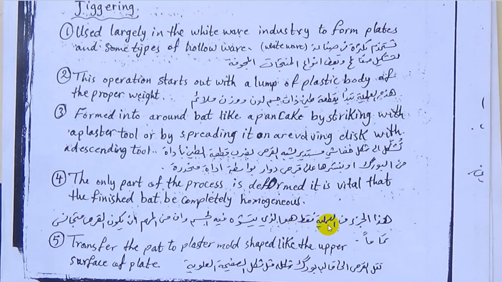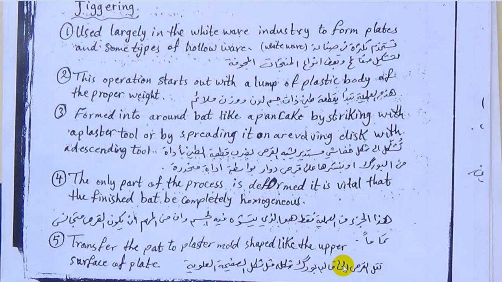Meaning that here in the process, what we care about is the body. What matters is that the disc onto which the clay is thrown or spread is completely homogeneous. It is essential for the disc on which the lump of clay is going to be spread to be completely homogeneous, as you can see.